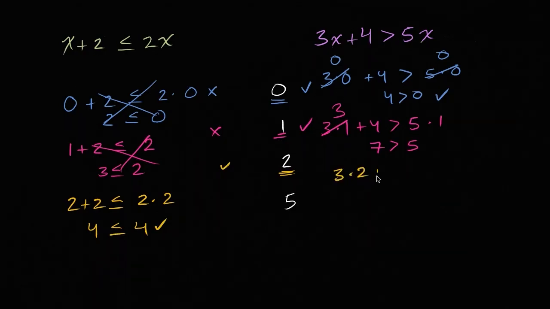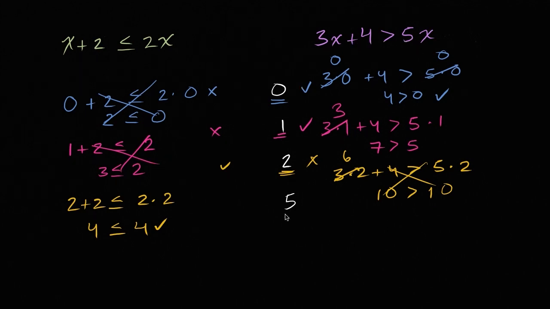Let's see. 3 times 2 plus 4 needs to be greater than 5 times 2. 3 times 2 is 6 plus 4 is 10, needs to be greater than 10. 10 is equal to 10, it's not greater than 10. It does not satisfy this inequality. If this was a greater than or equal to, it would have satisfied, but it's not. 10 is not greater than 10. It would satisfy greater than or equal to because 10 is equal to 10. So 2 satisfies the left-hand one but not the right-hand one.